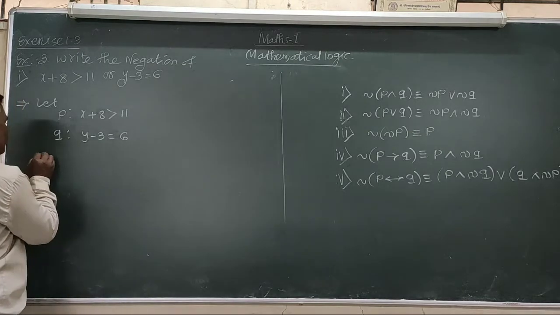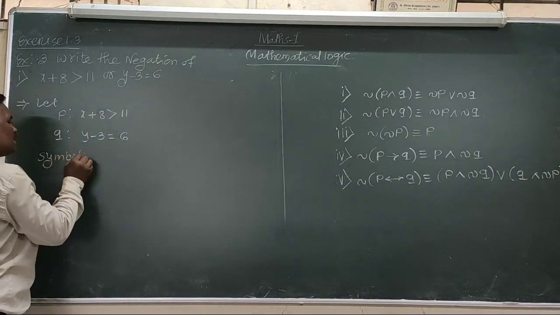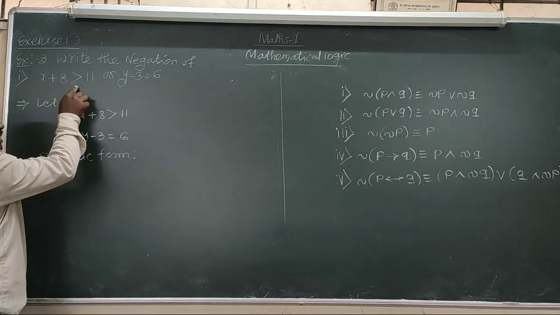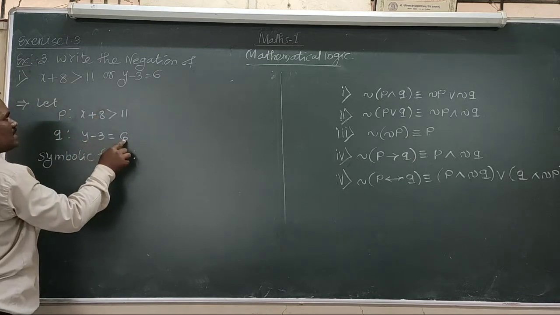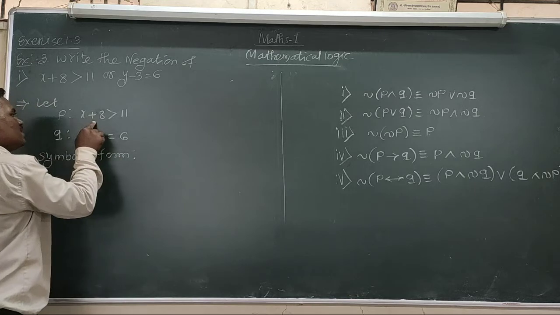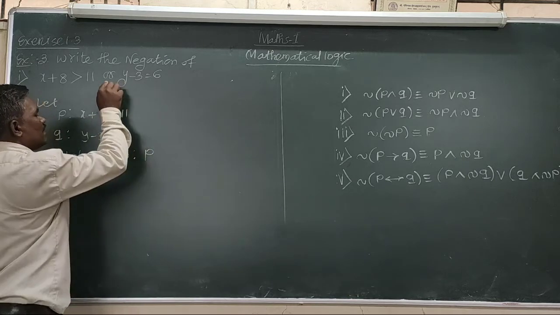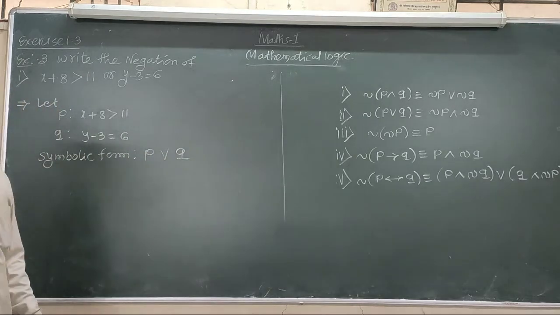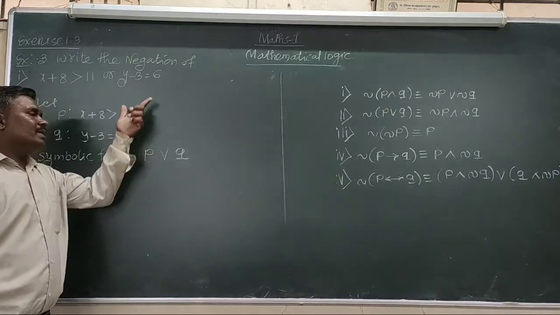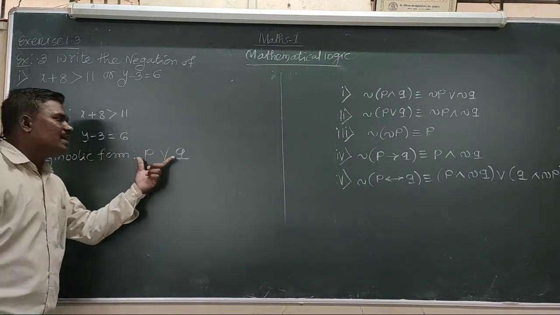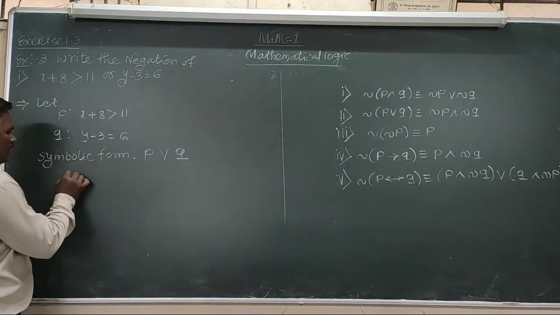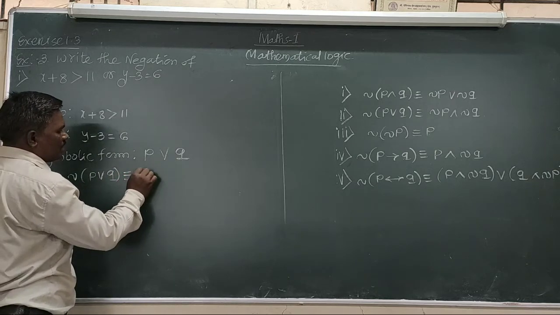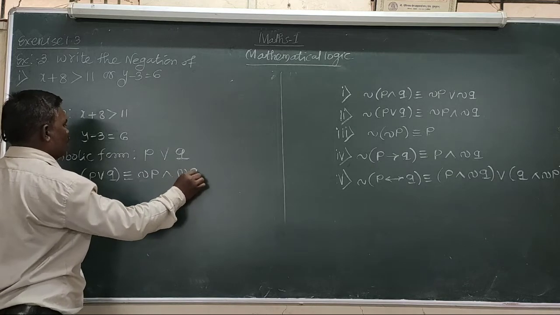Therefore the symbolic form of the given compound statement is P disjunction Q, where P is x plus 8 is greater than 11, joined by the connective or, that is the disjunction, and Q is y minus 3 equals 6. Now write its negation: negation of (P disjunction Q) is equivalent to negation of P conjunction negation of Q.